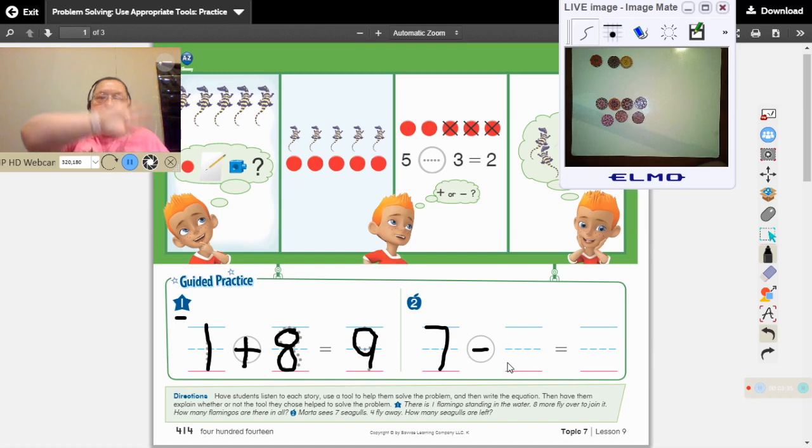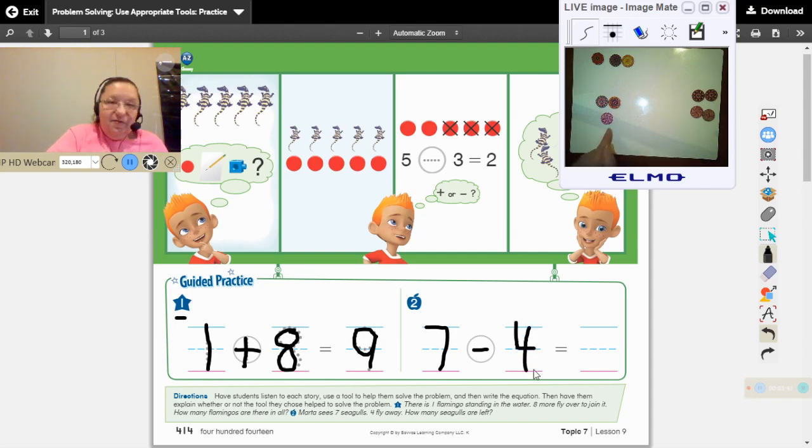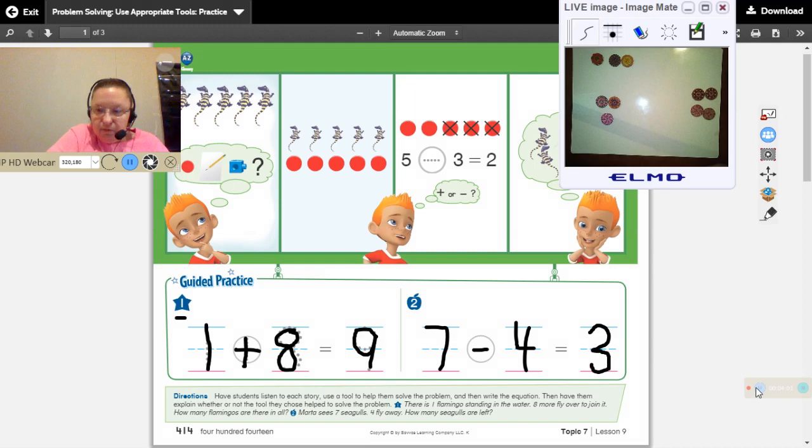4 fly away. 4 of them go away. We need to take away 4 counters. 1, 2, 3, 4. How many are left? We took away our 4. How many are left over here? 1, 2, 3. 3 of them are left, so we are going to write our 3 right here. Make sure you have that written on your paper because I'm going to erase it and we're going to go to the next page.